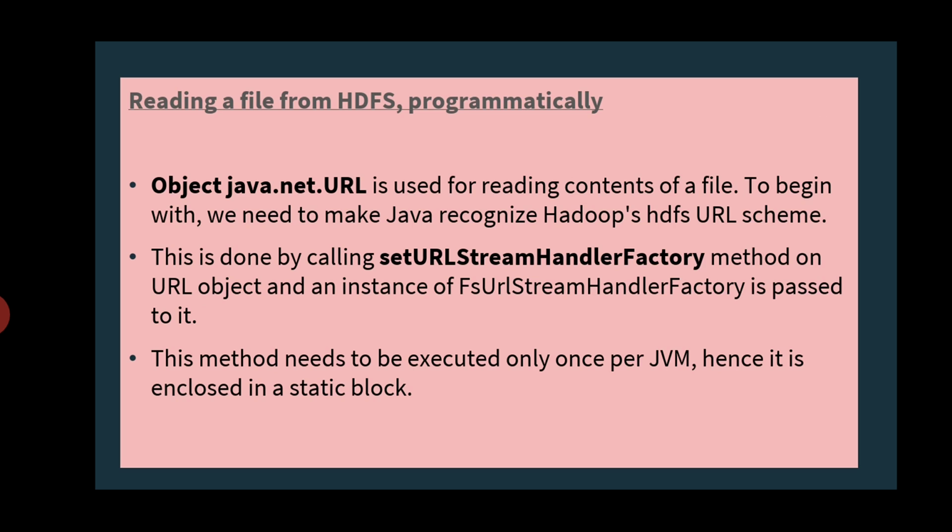Now we can see some file systems. There are many file systems, but I can explain only two. First, the local file system: the URI scheme, the uniform resource identifier scheme, is file.